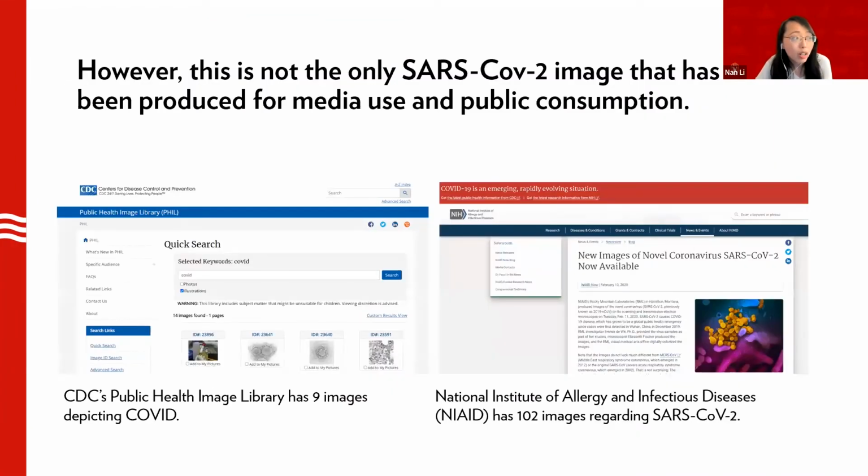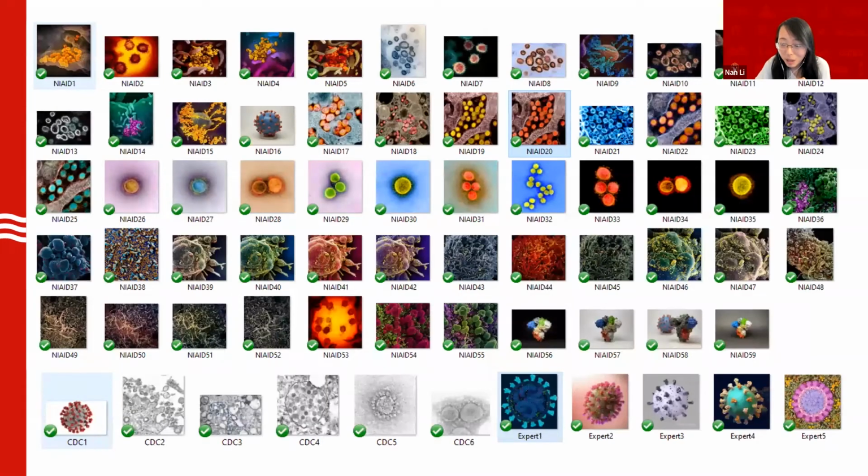And so, however, this is not the only SARS-CoV-2 image that has been produced for media use and public consumption, believe it or not. So I go to the CDC Public Health Image Library, and they actually have 9 images depicting the virus. And if you go to the NIAID website, the National Institute of Allergy and Infectious Diseases website, they actually have 102 images on their Flickr account. They have a Flickr account to show all of the images that they have created. And this is all of them.